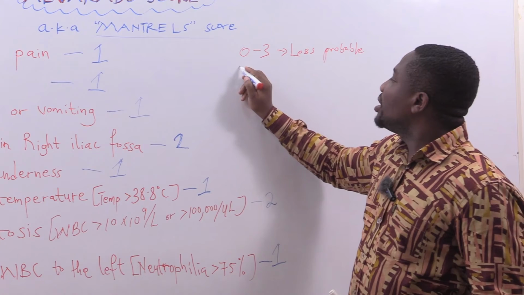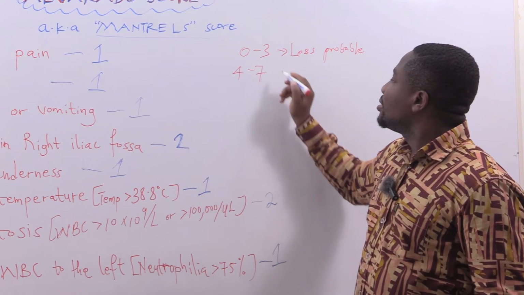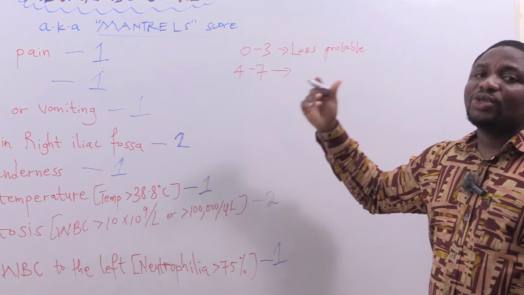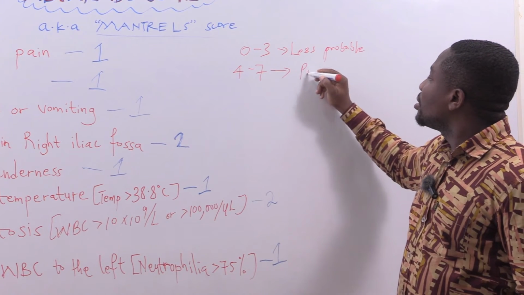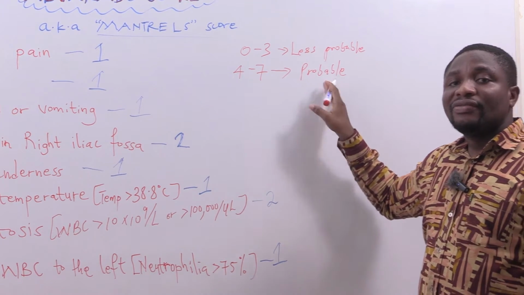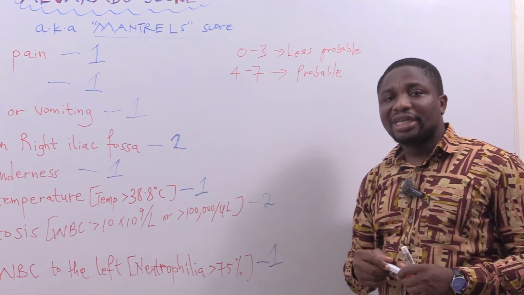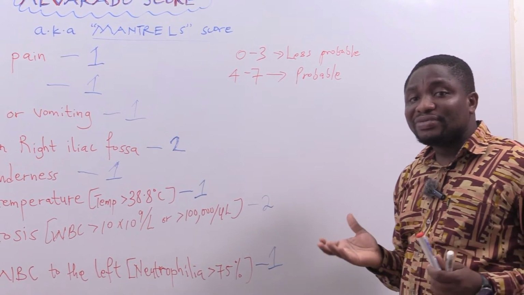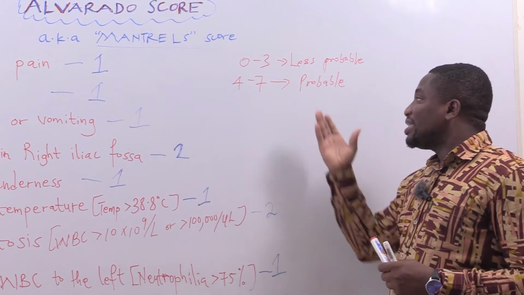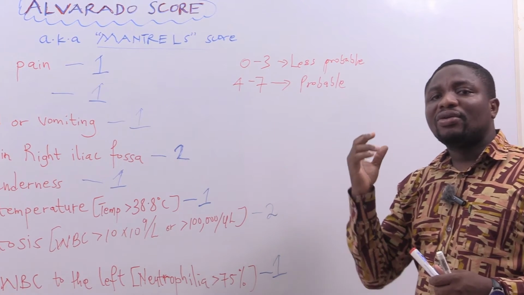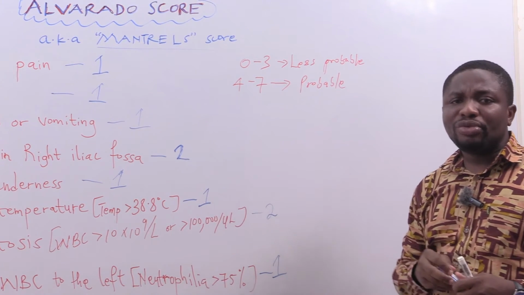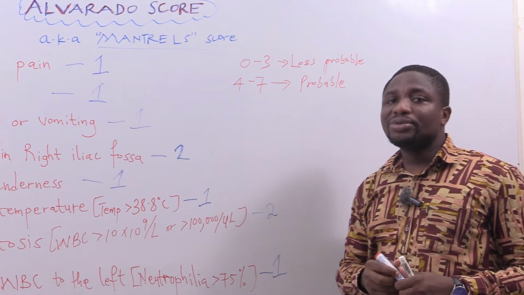What if the total score ranges from 4 to 7? If it ranges from 4 to 7, then it tells you that appendicitis is what? Probable. It's probable. So what should be done? Further investigations has to be done. And in this case, which investigation specifically? A CT scan should be done to improve the confidence in the diagnosis.